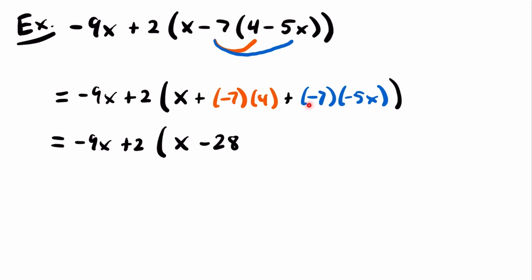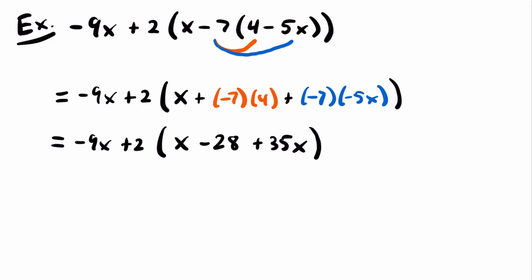And then we have -7 times the -5x. You want to multiply -7 by the coefficient. -7 times the -5 is positive 35. So we have plus 35x. And that is the last term inside those parentheses.